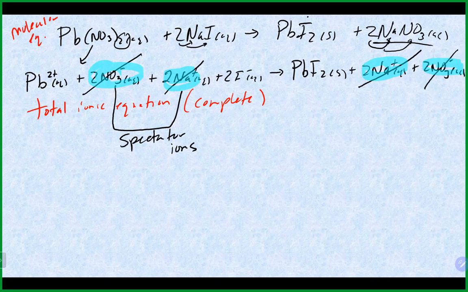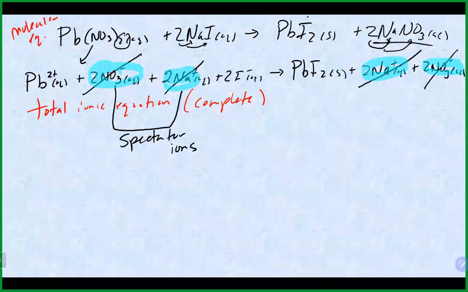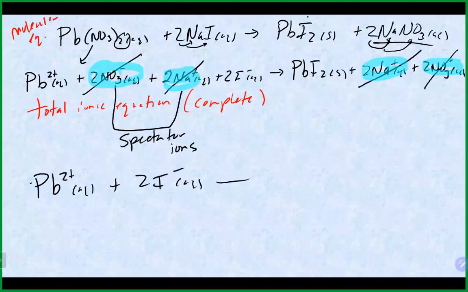And when we do that, it leaves us the third type of equation that we could write, which is an important equation. It leaves us the lead 2 plus and the couple of iodides, which are going to come together and make this yellow solid, in this case, this lead 2 iodide. This reaction is what is referred to as the net ionic equation.